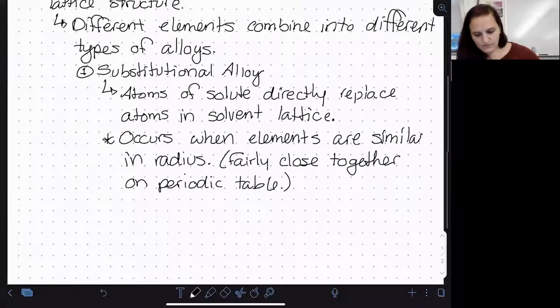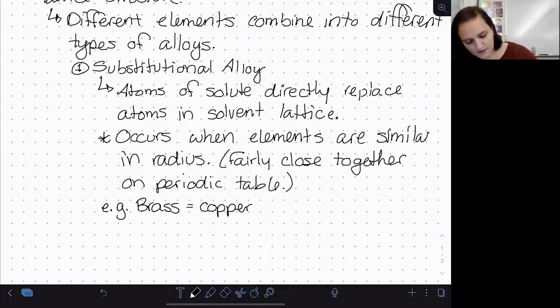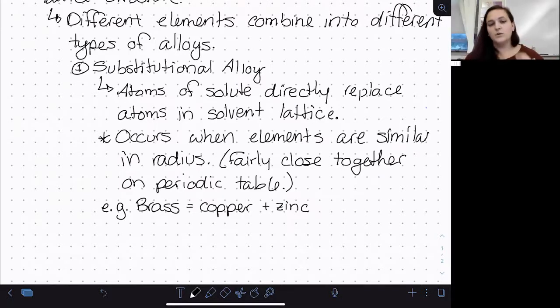So one of the most common substitutional alloys that you will encounter in the world is brass, which is a combination of copper and zinc. There are multiple types of brass, but most of them are mostly copper. So copper would be considered the solvent, and zinc would be the solute. But proportions can vary widely with things that we call brass, depending upon the application.